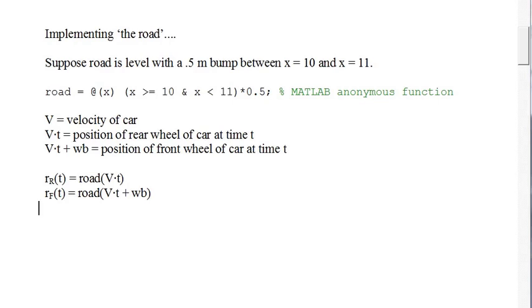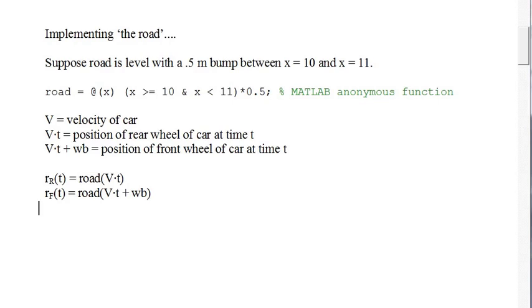Here we have a new bit of MATLAB syntax. It's called an anonymous function, and it's defined in line. The syntax is you give the name of the function, an equal sign, and an @ sign, and then the parameter list. In this case, we have one parameter x. Then you write an expression which computes the value of the function. In this case, we have a logical expression that evaluates to 1 when x is between 10 and 11 and evaluates to 0 when it's not, times 0.5, which gives us the bump in the road that we want.